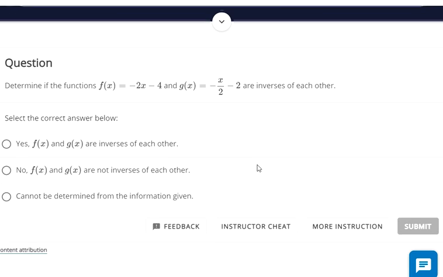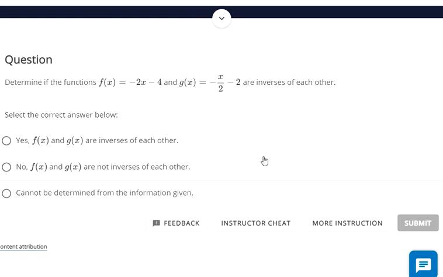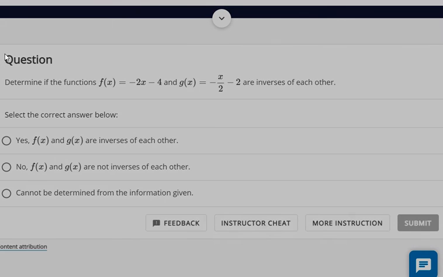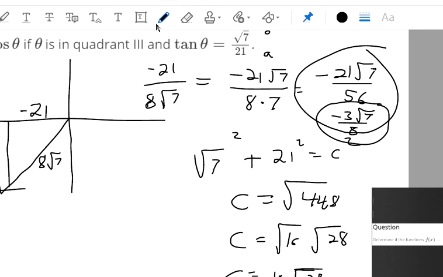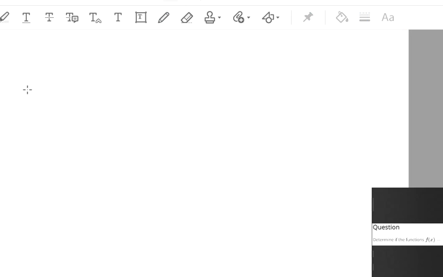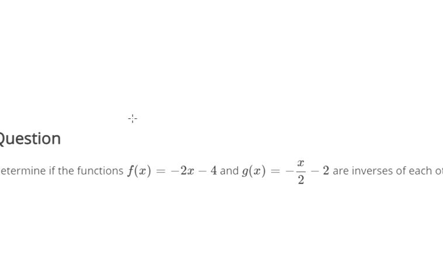So, determine if these functions are inverses of one another. Let me pull this up on the whiteboard. This is an old question. Come on, computer. You can do it.